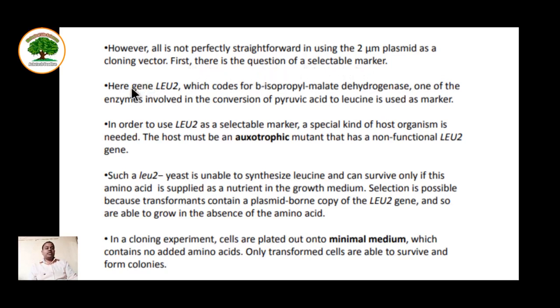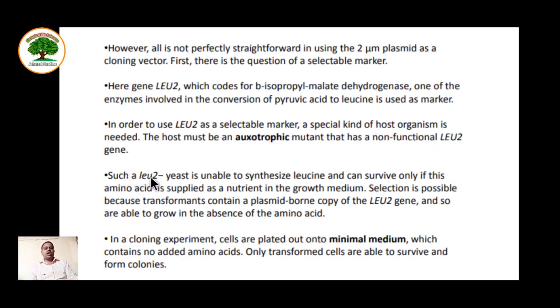So here, since it's in each cell, the selectable marker used here is the LEU2 gene. It codes for the beta-isopropylmalate dehydrogenase enzyme. It is one of the enzymes involved in the conversion of pyruvic acid to leucine. So here the formation of leucine is used as a selectable marker. Now, in order to use LEU2 as a selectable marker, a special kind of host organism is needed. The host must be an auxotrophic mutant that has a non-functional LEU2 gene. Means what? The host, whichever we are using here, should not be able to form leucine, and it should be dysfunctional in this gene.